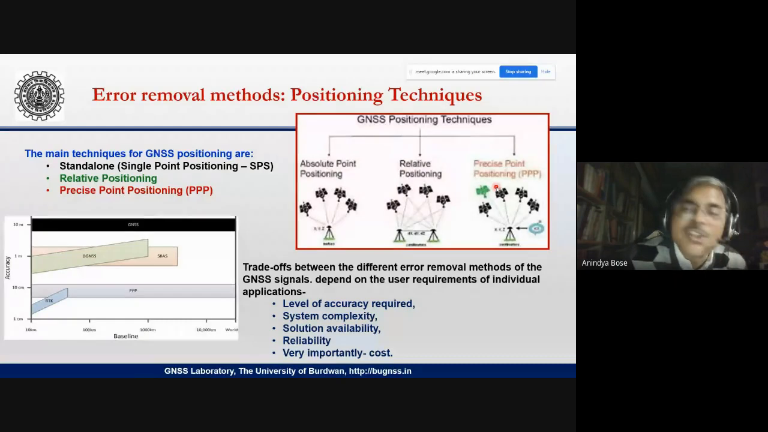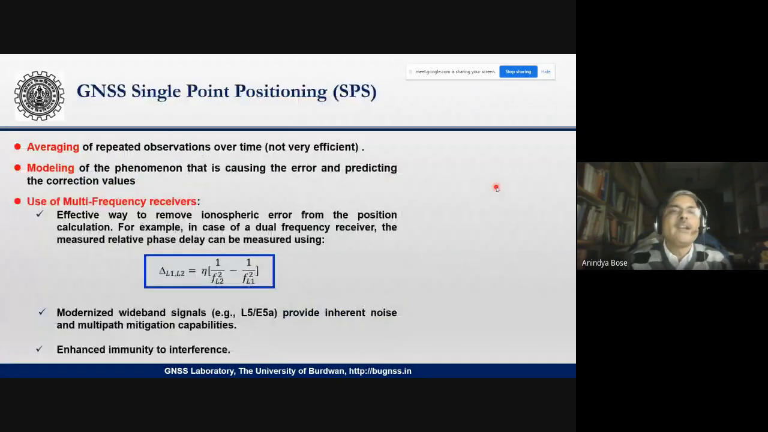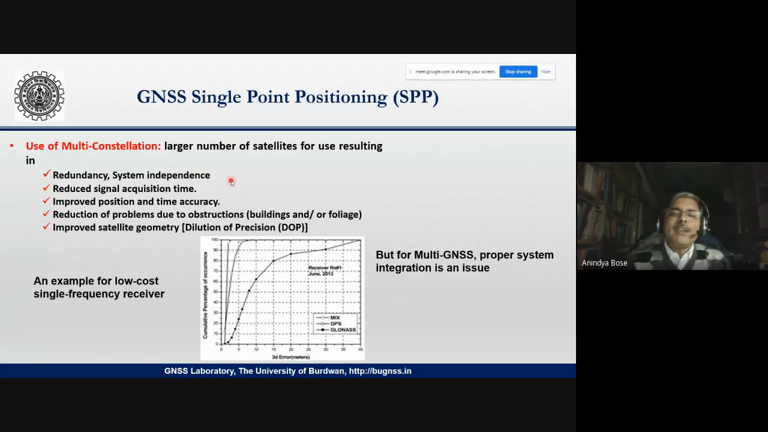And the third positioning, we call it precise point positioning. So I've discussed here GNSS single point positioning, SPS or SPP: averaging, modeling, use of multi-frequency receiver. That means a receiver which can use two frequencies transmitted by the same constellation using this particular formula. Forget about this one now. So they can improve their solution. Second comes SPP. They are very simple to use. If we use multi-constellation, the quality improves.